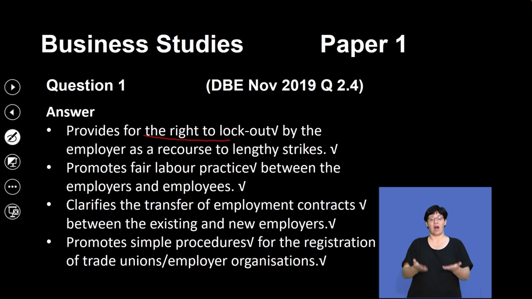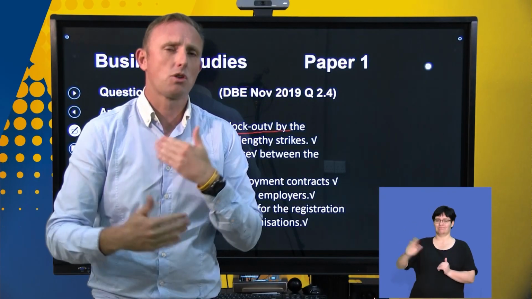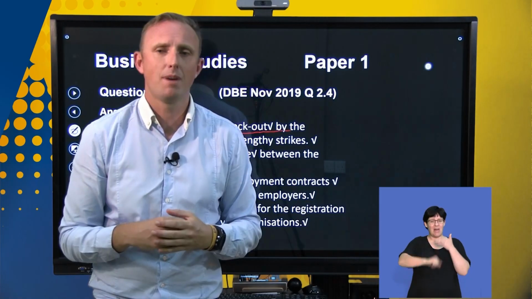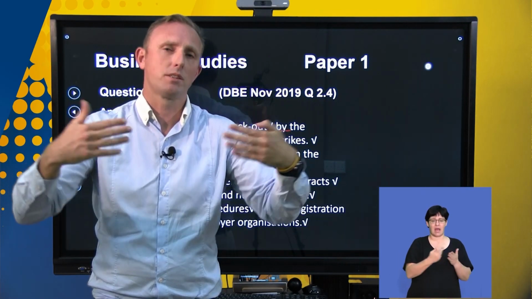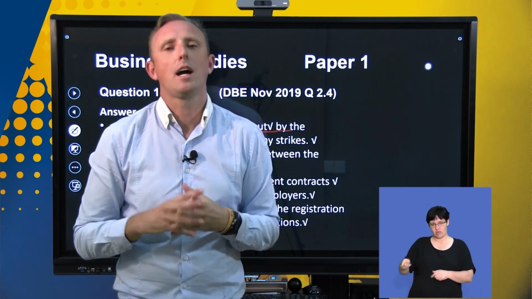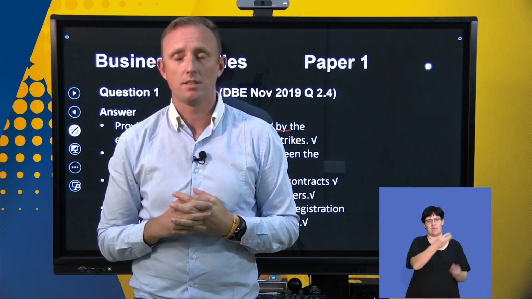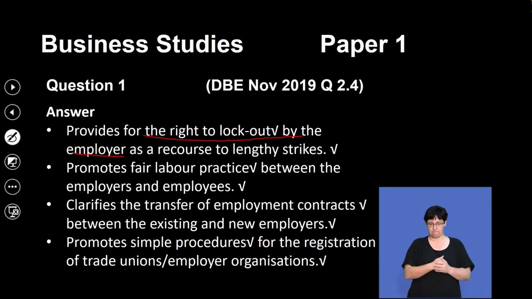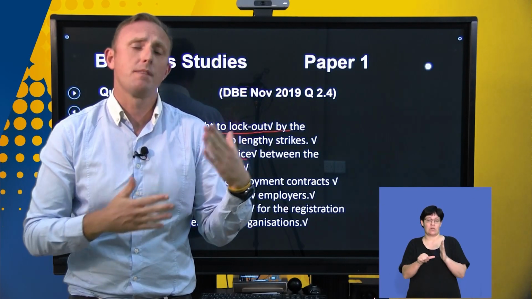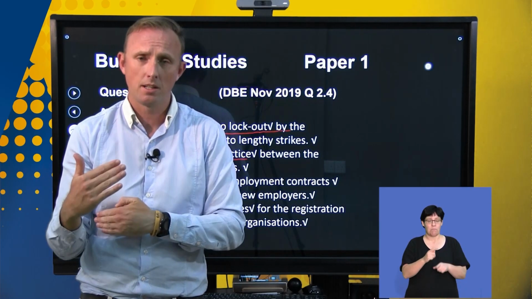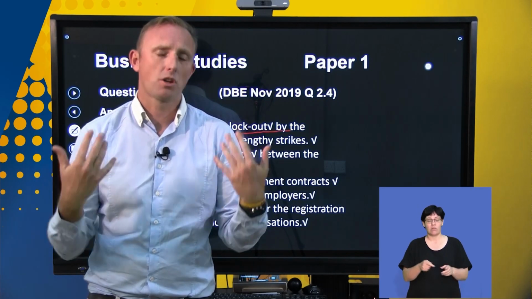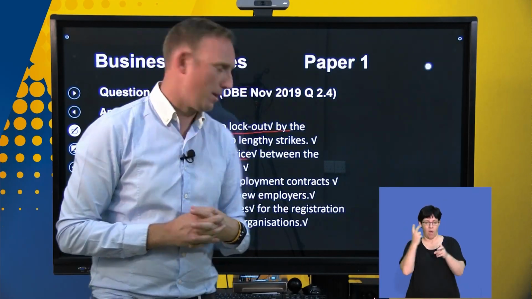It provides the right for lockout by the employer as a recourse for lengthy strikes. So if the strike has gone on for a couple of weeks, even perhaps a couple of months, the employer has the right to lock out the striking workers so that they can't come into the premises and damage any assets that belong to the employer. It promotes fair labour practices between employers and employees, which is vital, because if there are fair labour practices, there's going to be trust between the employer and the employee, and that's going to increase the productivity of the business.